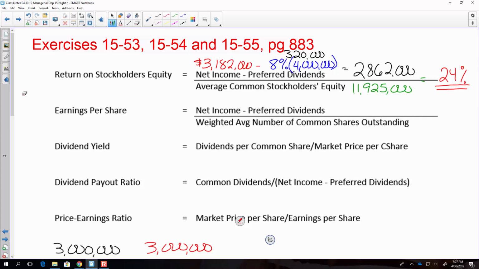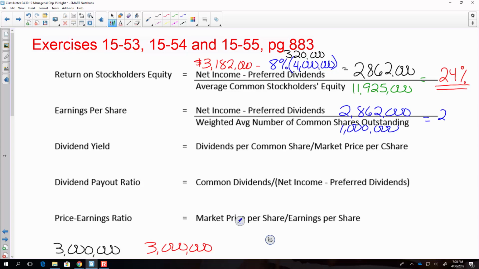Okay, earnings per share. We've already got the net income and preferred dividends figured out. So we can again use that 2.862 million as our net income after subtracting out our preferred dividends. What was our weighted average number of common shares outstanding? Our par is 3, so we must have 1 million shares outstanding. I had 1 million in the beginning of the year, 1 million at the end, so the average is 1 million. So all I gotta do is divide this by 1 million.